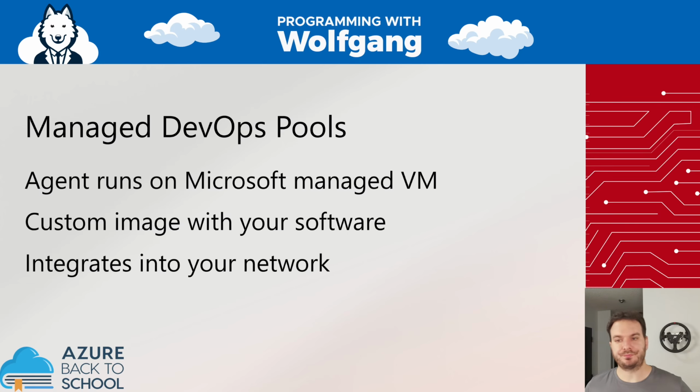Since the VM is running in Azure, we can integrate it easily with our own network. Therefore, we can deploy to private resources. This could be, for example, a key vault, a database, and we don't have to have it available on the internet.